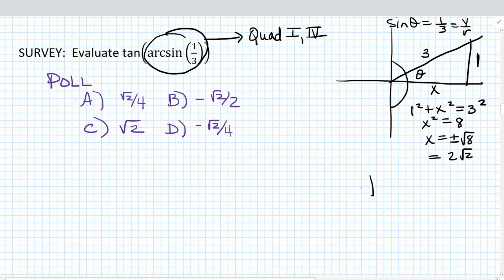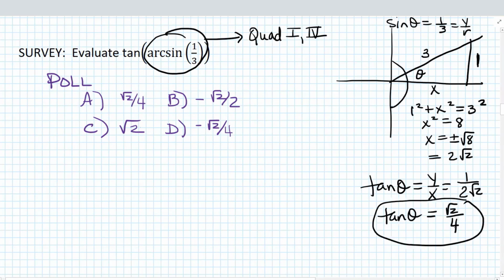Very good. So the tangent of theta is going to be y over x, which is going to be 1 over 2 root 2. Good. And if we rationalize that by multiplying by root 2 over root 2, what would it look like? Square root of 2 over 4. Okay, any questions about that one?